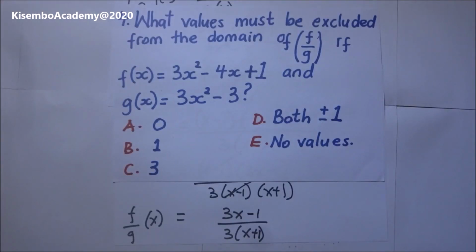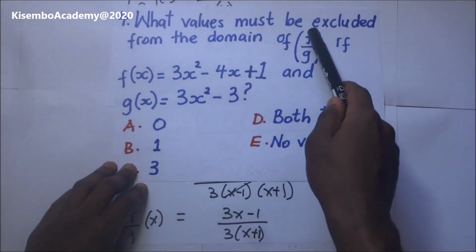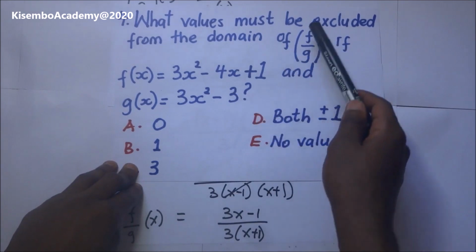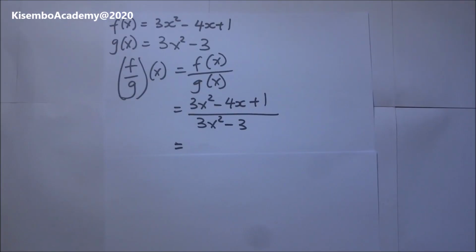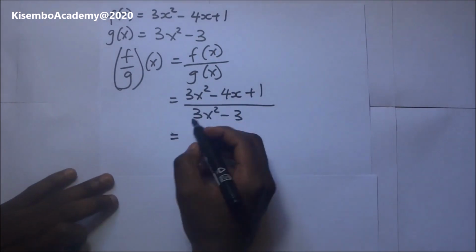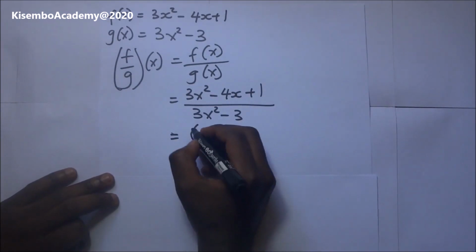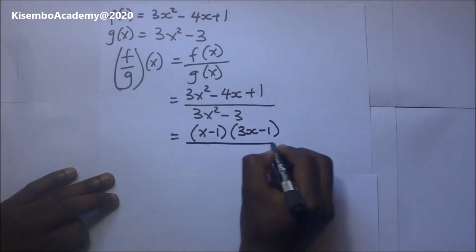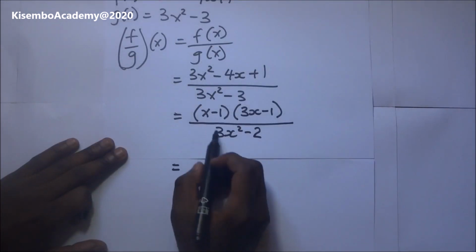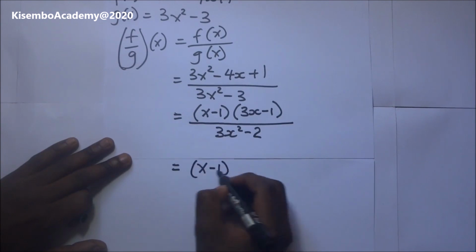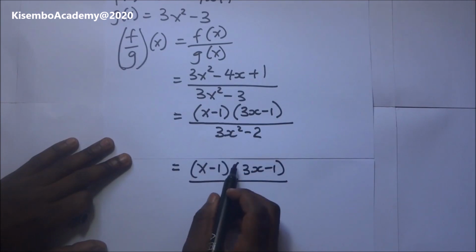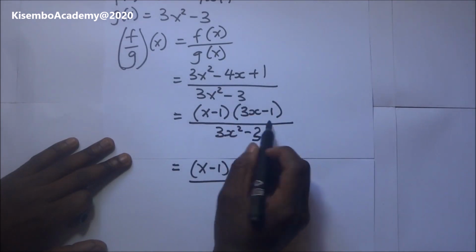What values must be excluded from the domain of this quotient f over g, if this is divided by that? So after factorizing this quadratic expression, we end up with, in our numerator, x minus 1 into 3x minus 1. Divide that by 3x squared minus 2. Continue with this, we shall continue it from here. That's going to become x minus 1 into 3x minus 1. Divide that by the bottom. Actually, it's 3x minus 3, not 2.